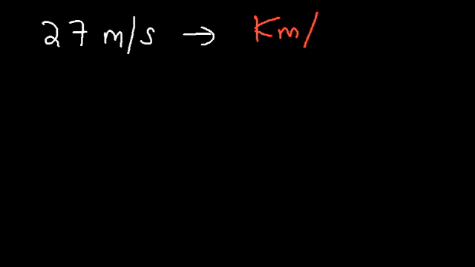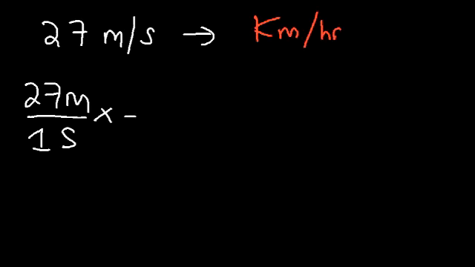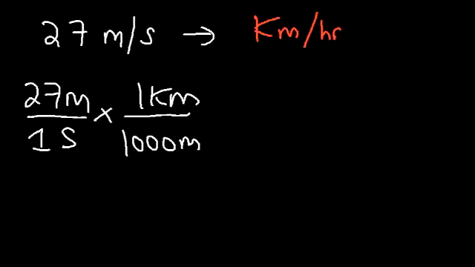Try this one. Convert 27 meters per second into kilometers per hour. So let's write it as 27 meters over 1 second. And first, let's convert meters into kilometers. We know that there's 1,000 meters per 1 kilometer. So the units meters cancel. So we don't need to change that any further.